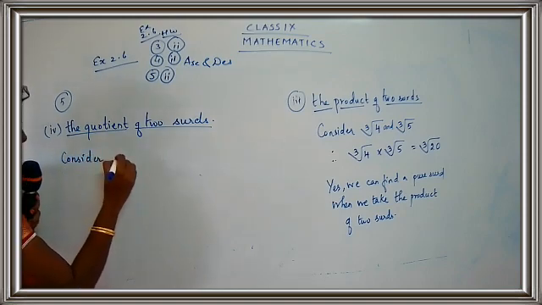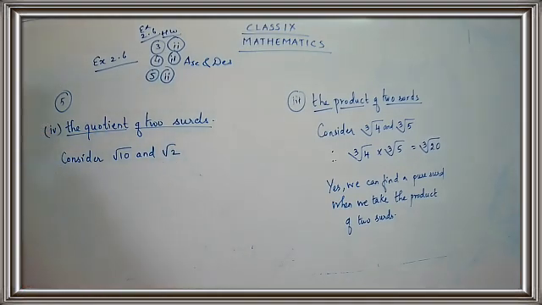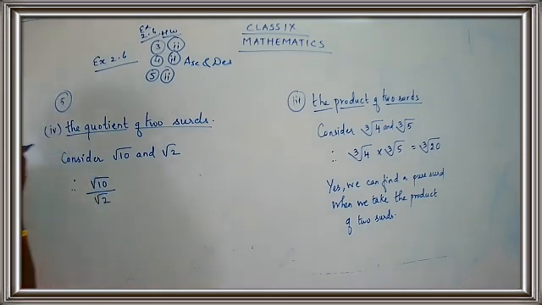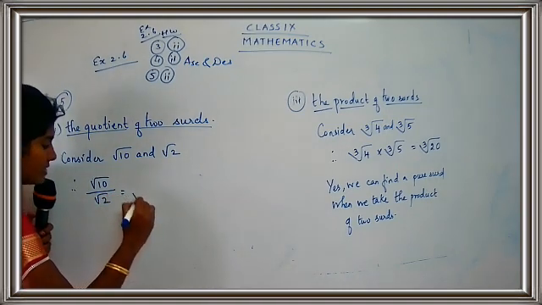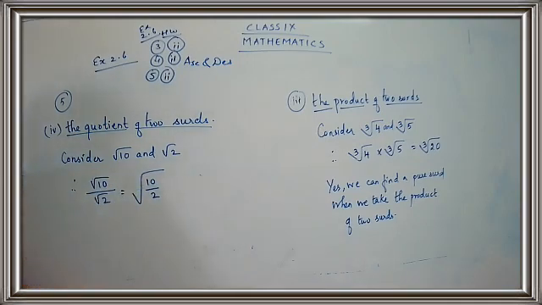So consider root 10 and root 2. Now how to go for the division? Therefore, root 10 upon root 2. See here, children, we are having the same index. What is the index over here? It's 2. What is the index over here? It's 2. So this can be written as 10 upon 2. I am just writing it as a common division. I have just taken a common root also. It was square root of 10 upon square root of 2.